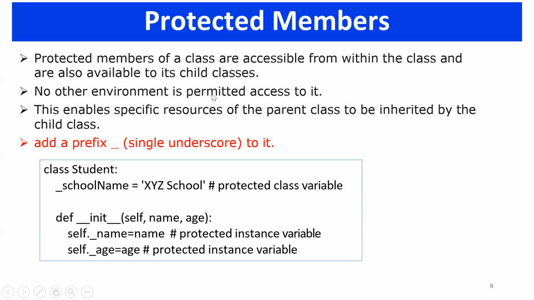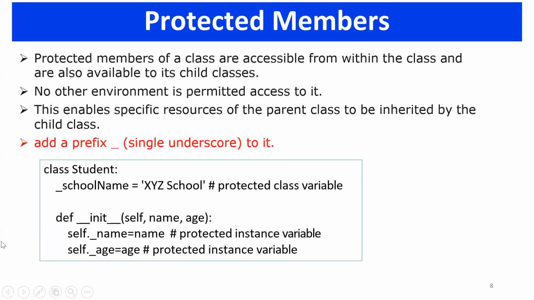And no other environment is permitted to access the protected data members. So like private data members, protected data members are also not accessible from outside the class, but they can be inherited by the child class. This enables specific resources of the parent class to be inherited by the child class. In order to represent the protected data members, we have to precede them with a single underscore. Double underscore indicates that they are private data members or private methods. On the other hand, single underscore represents that they are protected members.